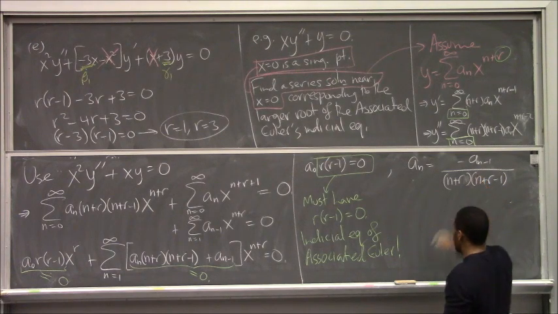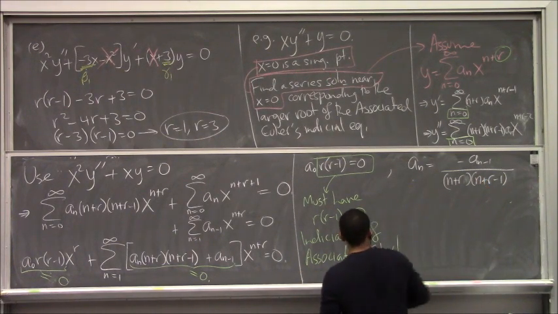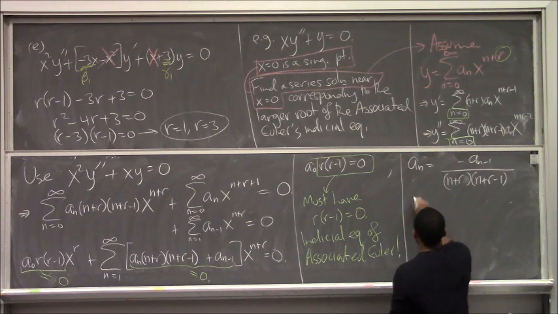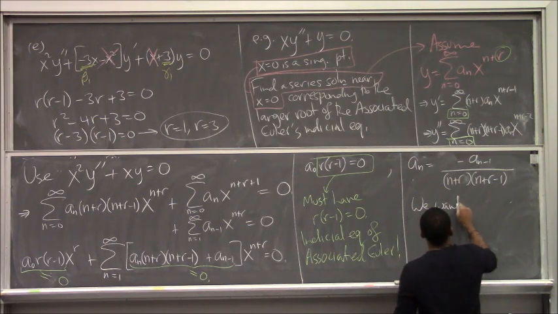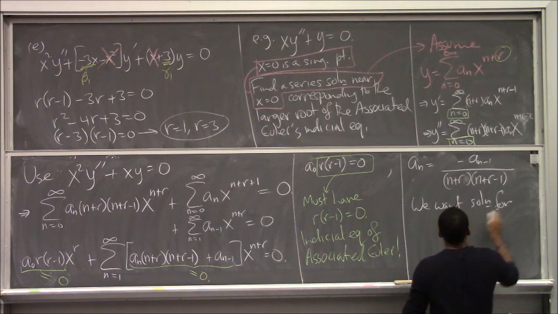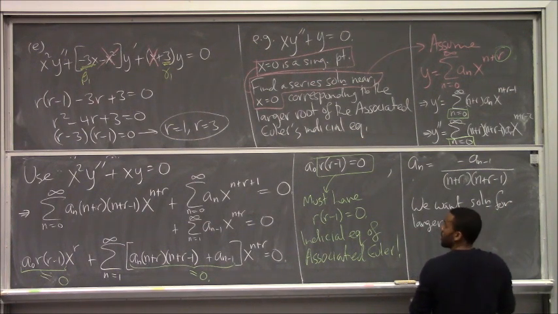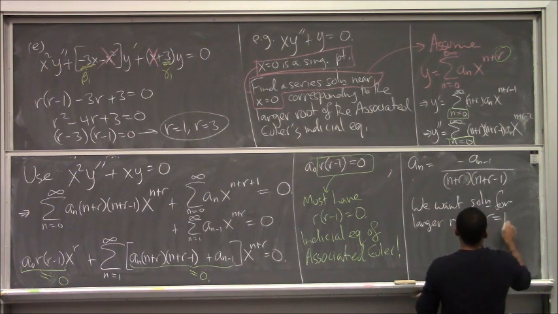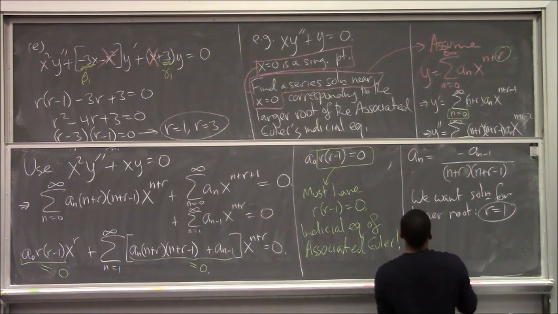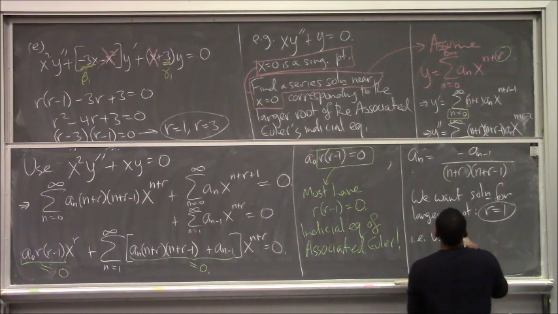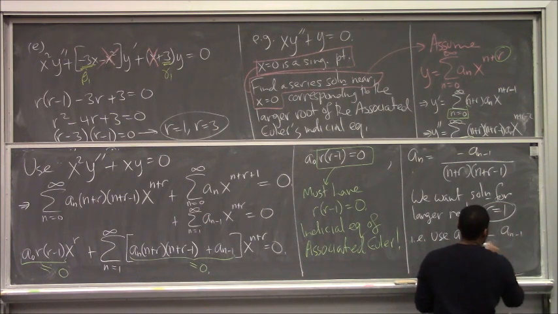We're just going to use this to find the coefficients. Now, what you're going to notice is we want a solution for the larger root. What was the larger root here? 1. r equals 1. So I'm going to pretty much go here and plug in r equals 1. I use a_n equals minus a_(n minus 1) over n plus 1 times n.